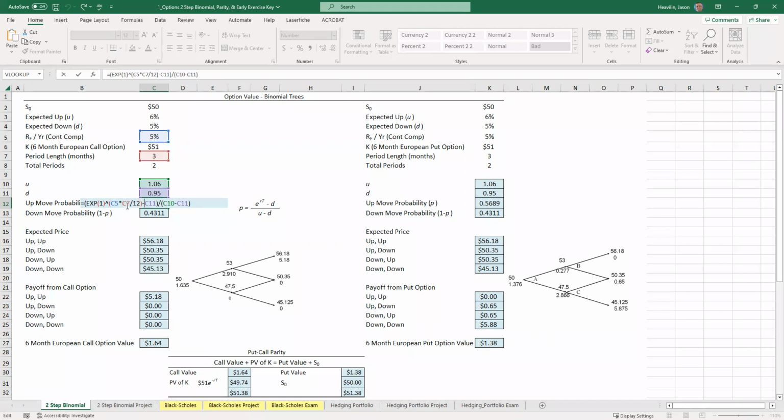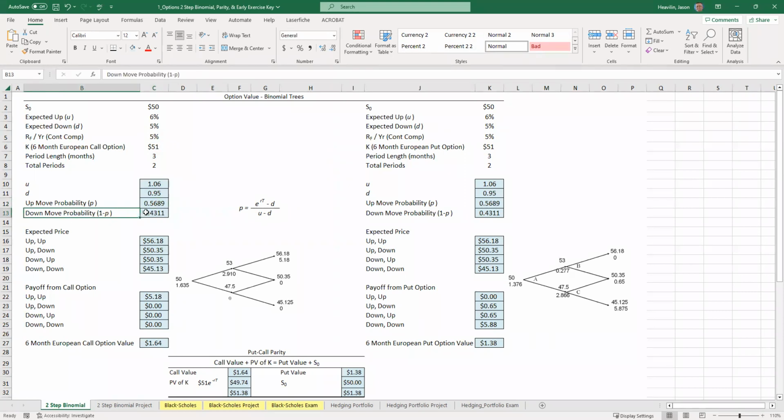Now that we have that piece there, we want to do the minus the down movement. So that's minus C11, which is the D that you have there. That's a down movement, 0.95. All right, so once you have these numbers from here to here, that represents the top part of the formula. And that's why we have parentheses around it to isolate it, so it follows order of operations. So the division sign, and at the bottom, we do need it in parentheses. It's just U minus D. So we just take the 1.06 minus the 0.95. And that completes the formula for the up probability, 0.5689.